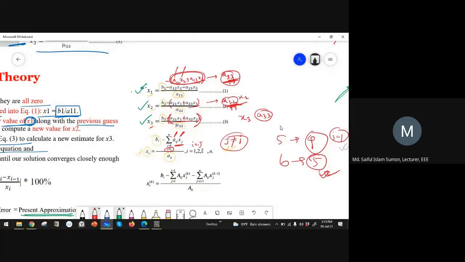Just visualize this one. Yes, sir. You have to understand by yourself. I know maximum of you can understand very easily, but I am just helping you to visualize how they are working.